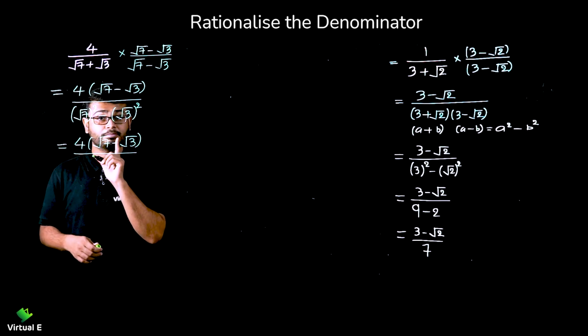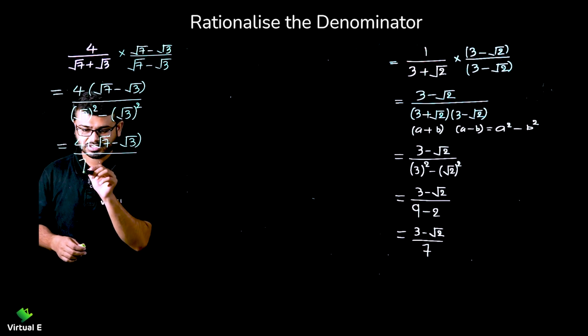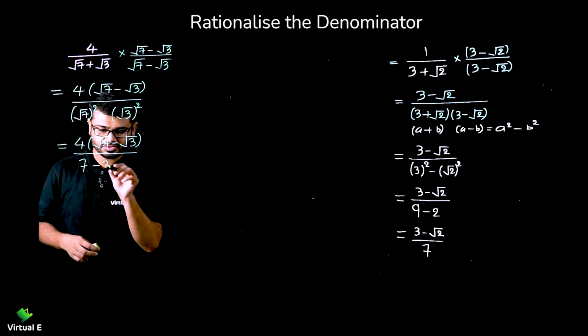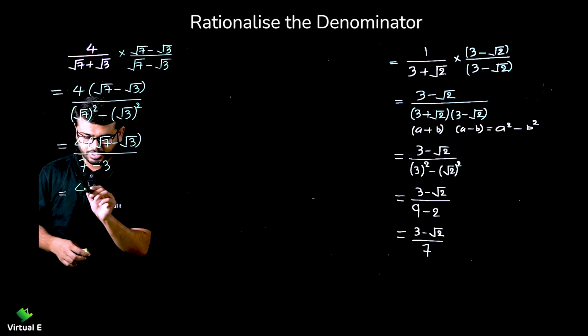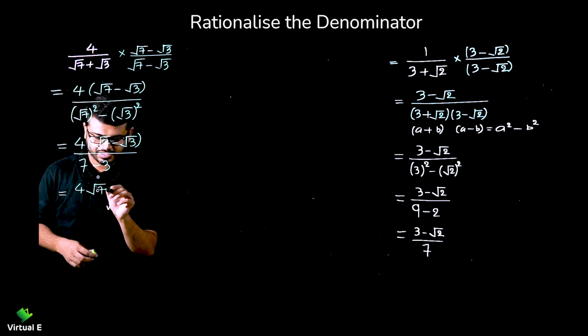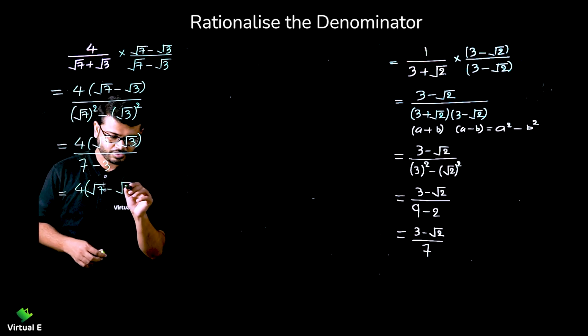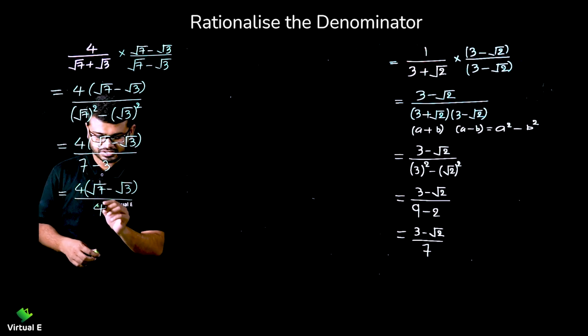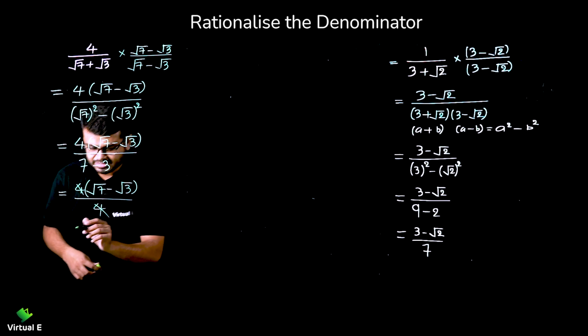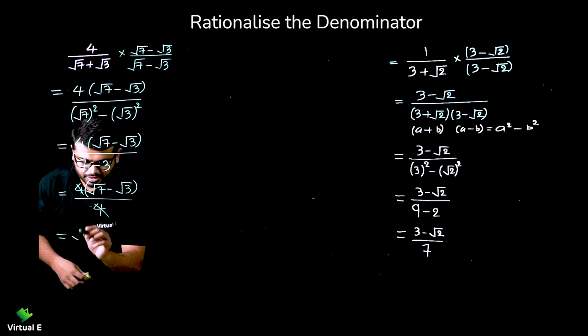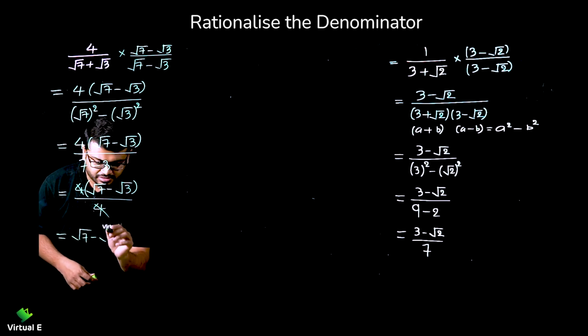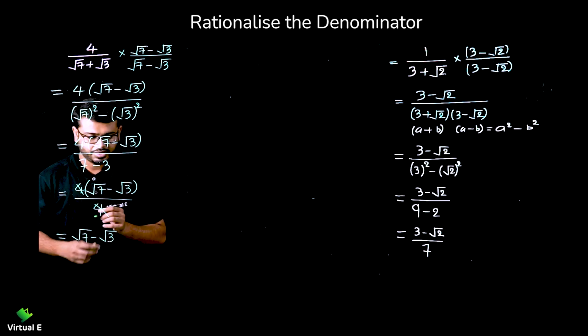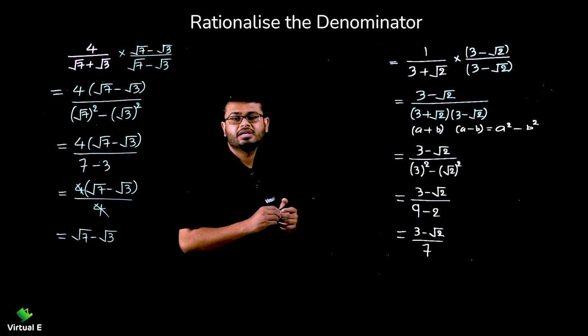Done. Now let's do the square over here. So here it will not be 49, but it is what? 7, and here that is 3. So let's subtract further. 4 into square root of 7 minus square root of 3, and the denominator 7 minus 3 is what? 4. Now see, 4 and 4 get cancelled. So here we have only square root of 7 minus square root of 3. Very simple, right?